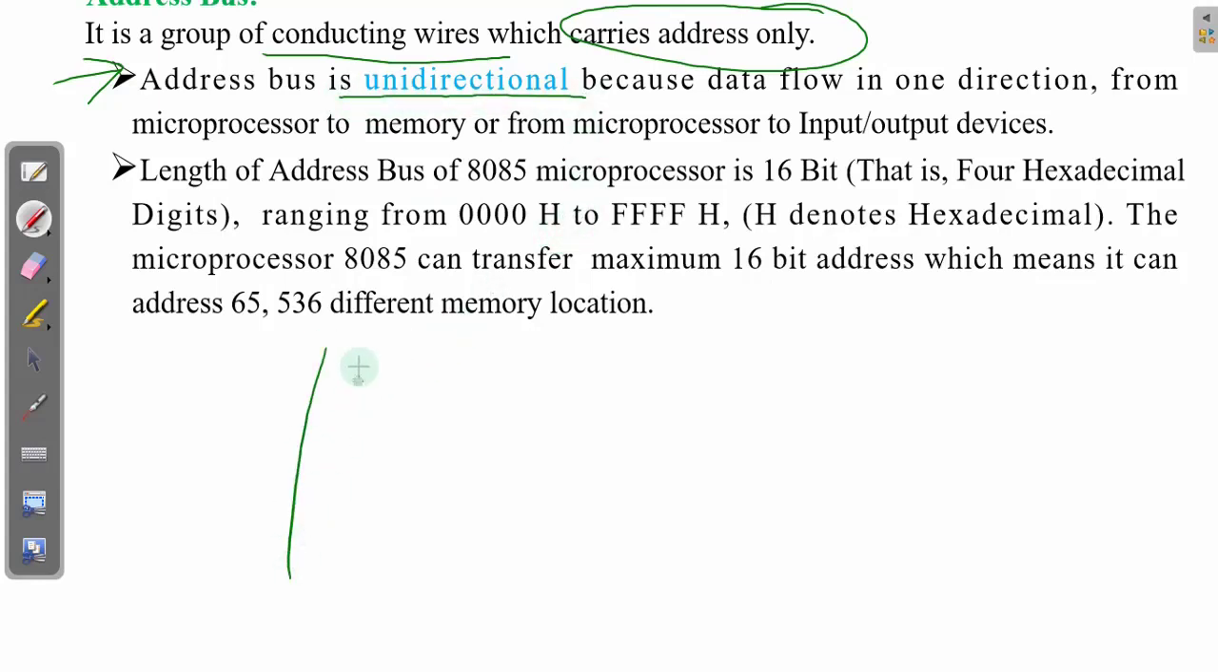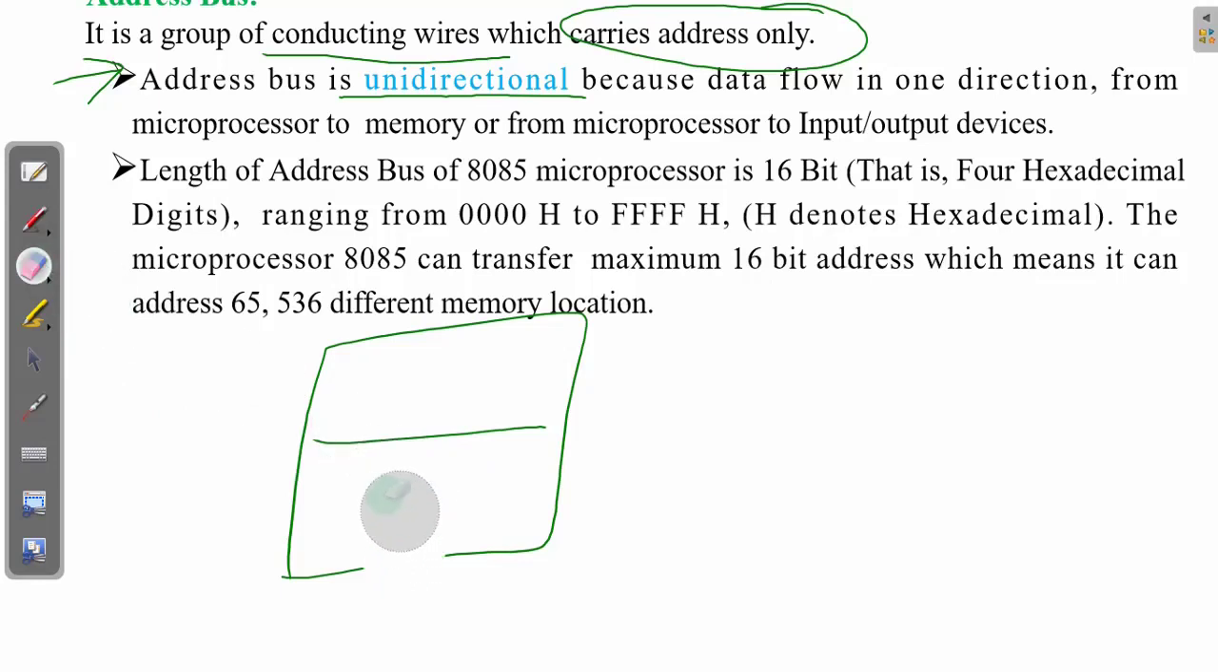I will draw the diagram to make you understand. Every time I have to draw the block diagram only. Okay, so this is your ALU, this is your register, this is your control unit. I am giving more space to the control unit. Now what is the address bus?